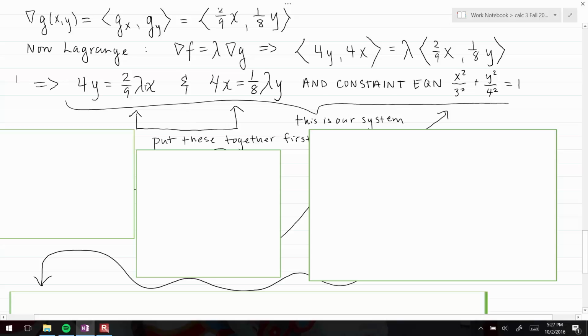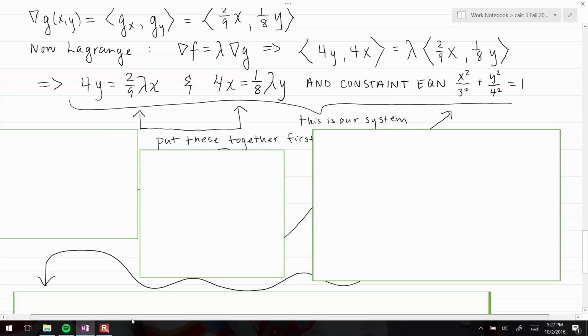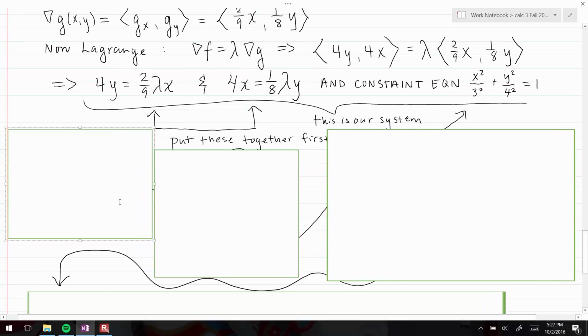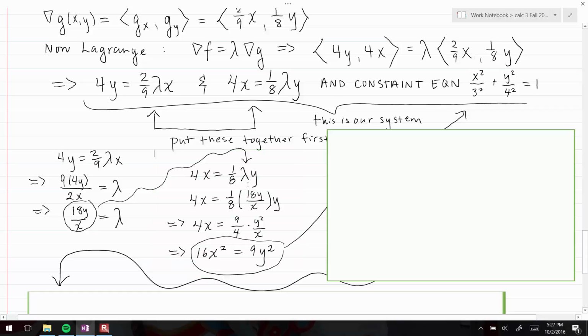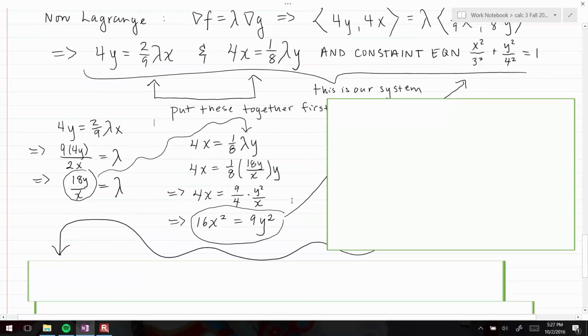So in this case, it does make sense to try to relate these first and essentially eliminate lambda, which means that you would solve for lambda in one of them and plug it into the other one. So it really doesn't matter, but I chose to solve this left-hand one for lambda, and then put it in the second one for lambda, and then you get an equation here, not in terms of one variable, but 2, but at least you eliminated lambda.